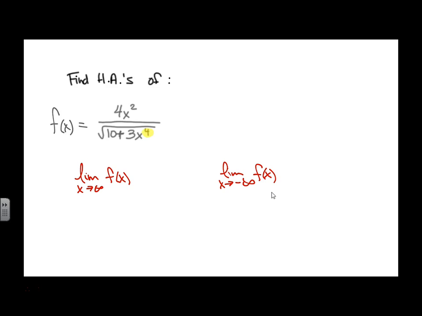He has a 4th degree, but he's under a square root. What would happen if I multiply top and bottom by 1 over the square root of x to the 4th? Does this 10 have any clout? No. He's just going to go to 0. What do I do with these guys?